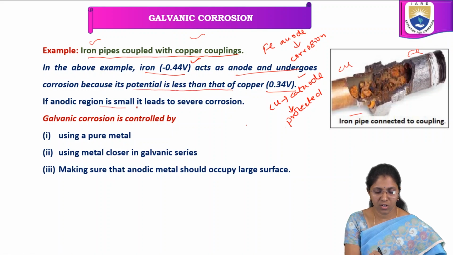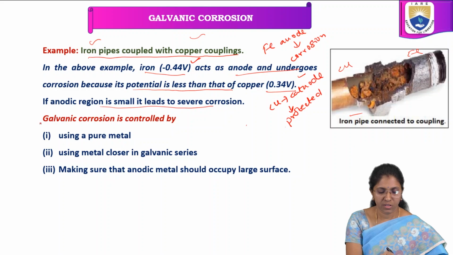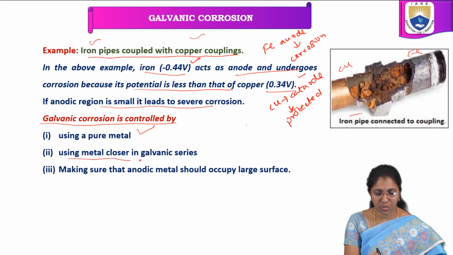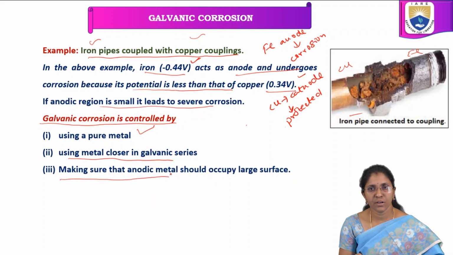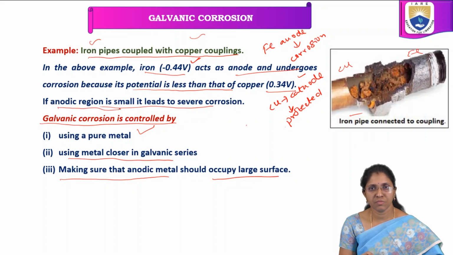If the anodic region is small, it leads to severe corrosion. So galvanic corrosion is controlled by using a pure metal, using metals closer in the galvanic series, and making sure that the anodic metal occupies a large surface. Due to this, we can control galvanic corrosion.